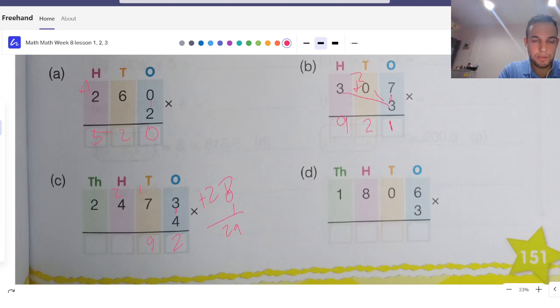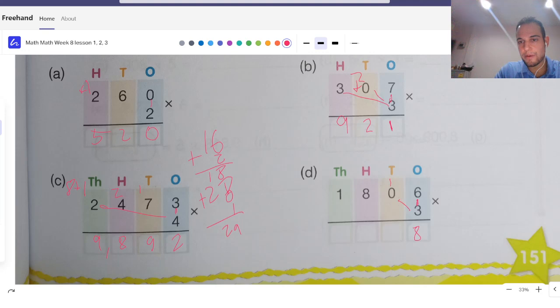Carry the 2, sorry. 4 times 4, 16, right? 16 plus 2 is 18. So let's put an 8 here and carry the 1. And we have 4 times 2 is 8. 8 plus 1 is 9. So our answer is 9,892.